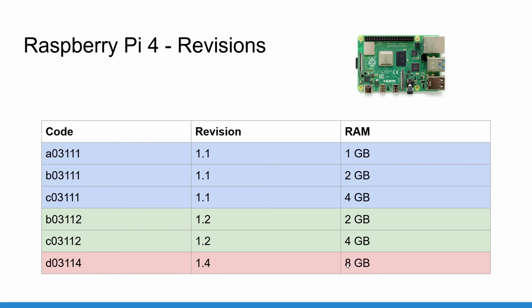You can also see that the version with the 1 GB of RAM is only available with the 1.1 revision, okay? And the 8 GB version, so if you have 8 GB, you can be pretty much sure already that you have the version 1.4 because the 8 GB version doesn't exist with the 1.2 and the 1.1 versions.